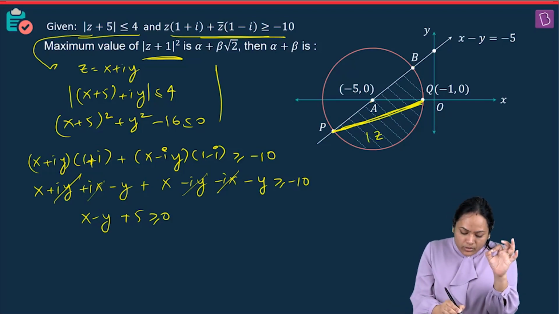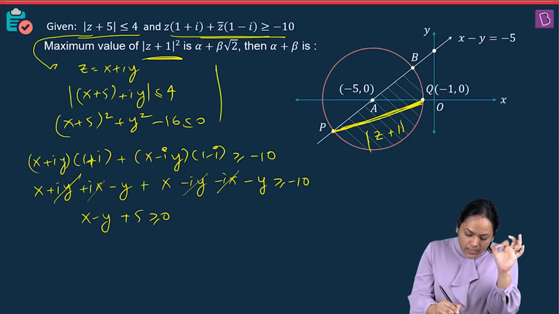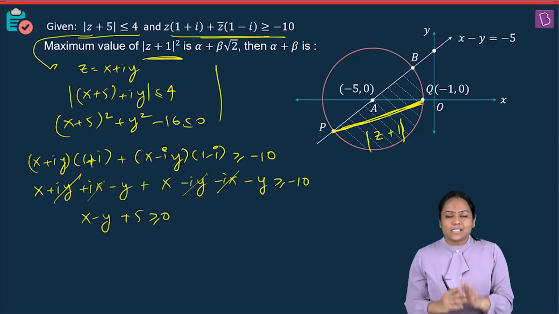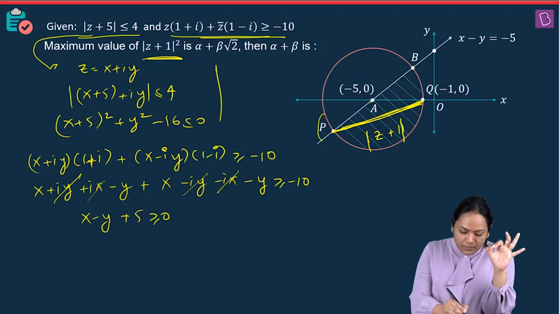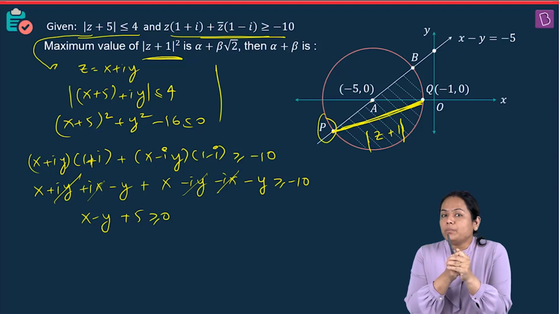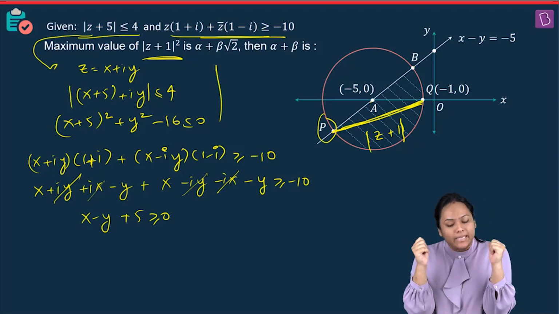This is my modulus of Z plus 1, the maximum value possible. Clear? Now, how can I find this distance? Well, I have Q already with me. I have to just find my point P. How can I find my point P? Well, that can be done very easily.